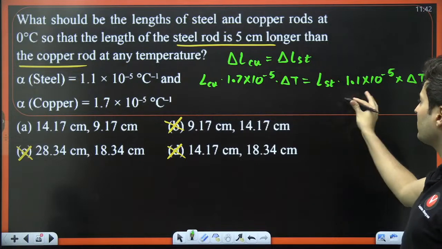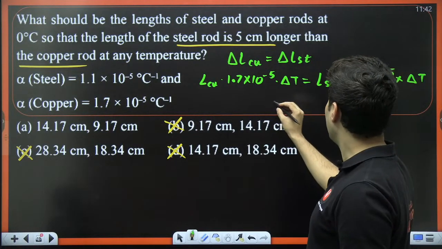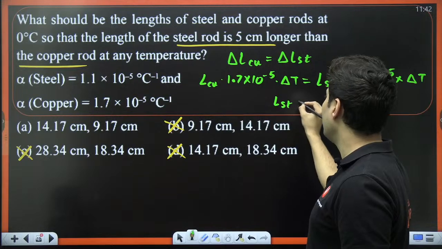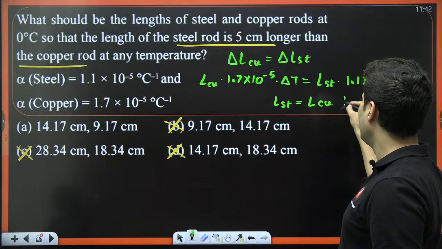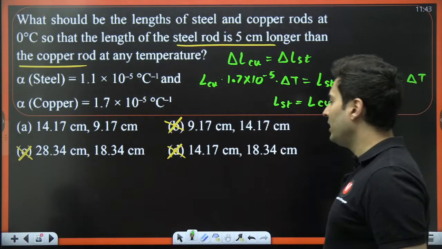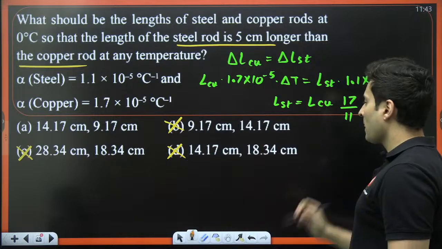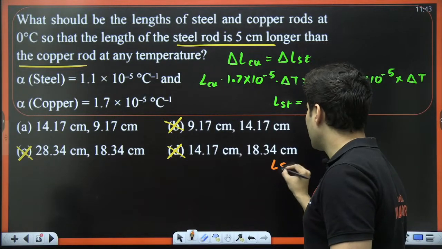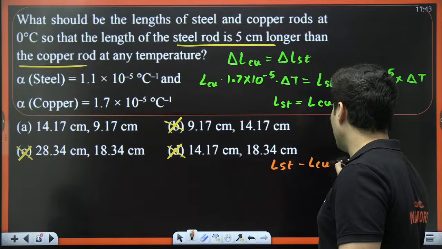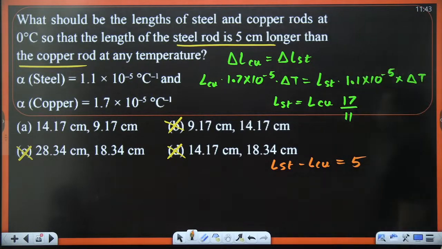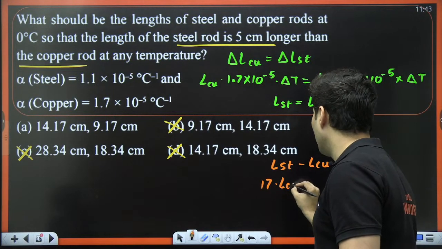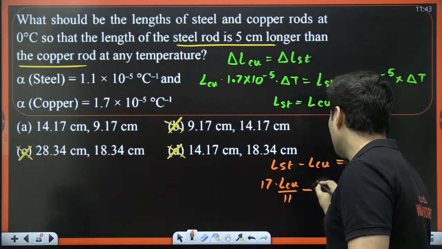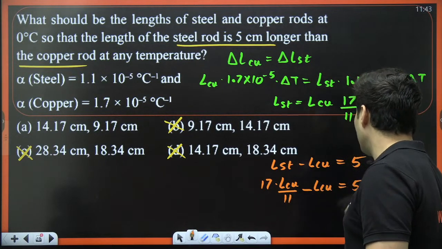Delta T and 10 to the power minus 5 cancel. So I can just say length of steel is basically length of copper times 1.7 by 1.1, which is 17 by 11. And we know length of steel minus length of copper is 5. This is what is given. So substitute this: 17 times length of copper divided by 11, minus length of copper, is equal to 5.